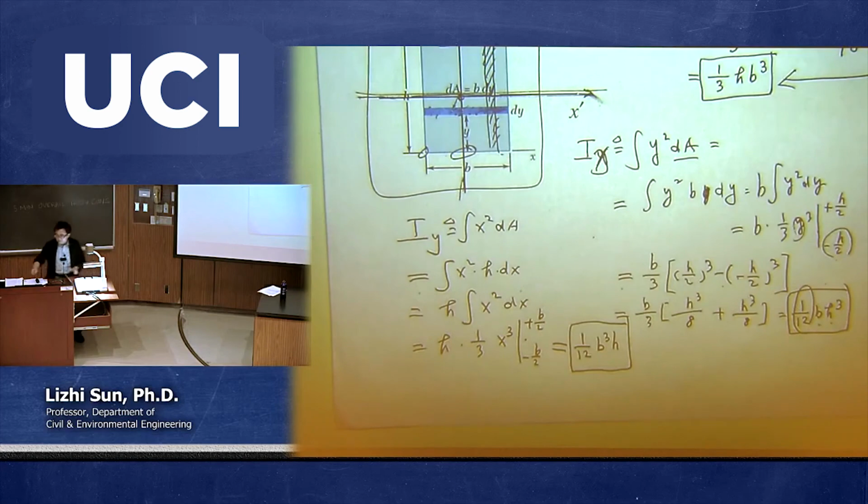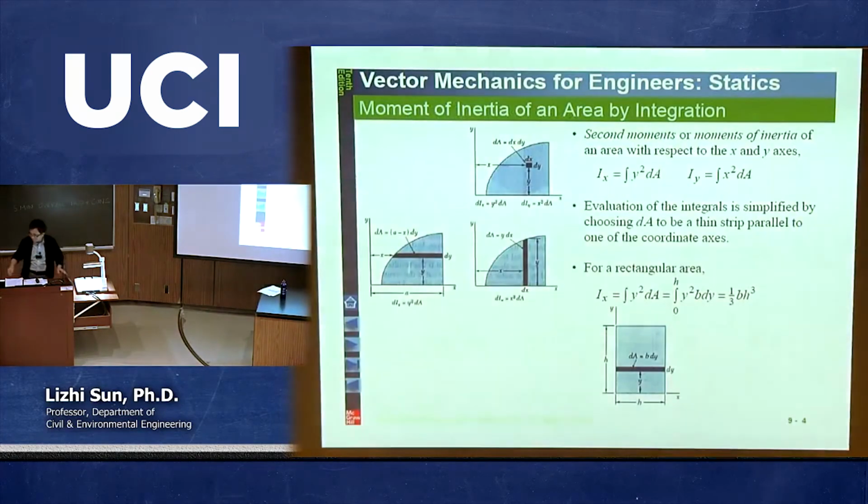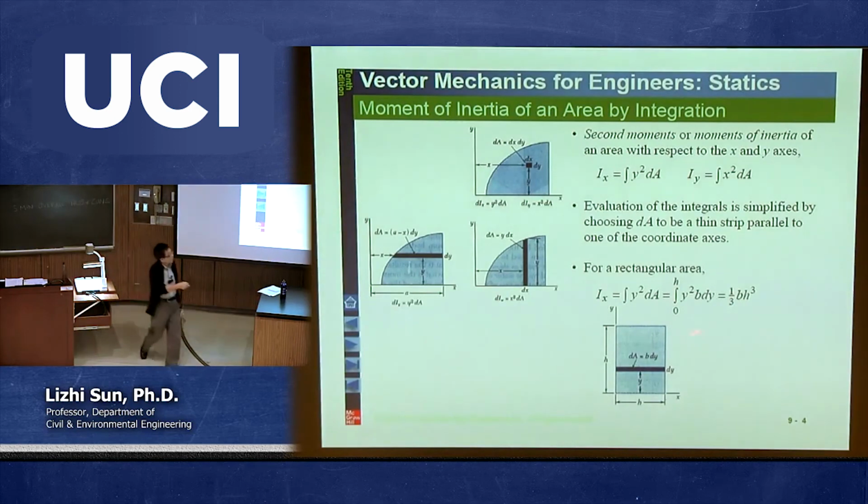Let me switch back just to talk about this one again. So if you are using a different coordinate system, then you may get 1 over 12 bh cubed. And everything we did is only for a rectangular cross-section area. Obviously, if you are talking about a different area, then you have to do something differently, okay?